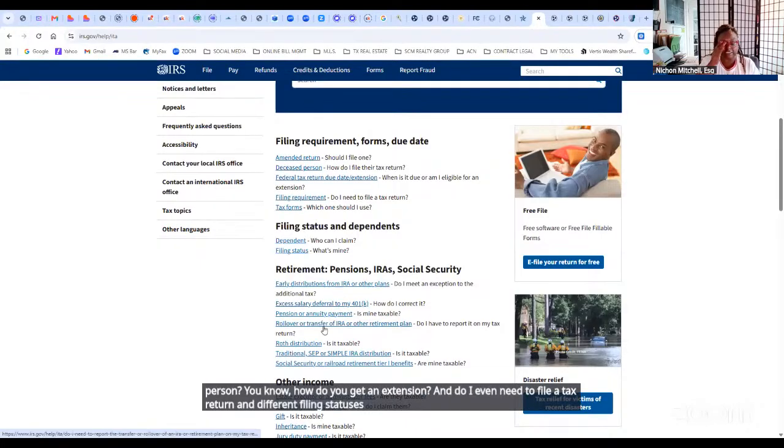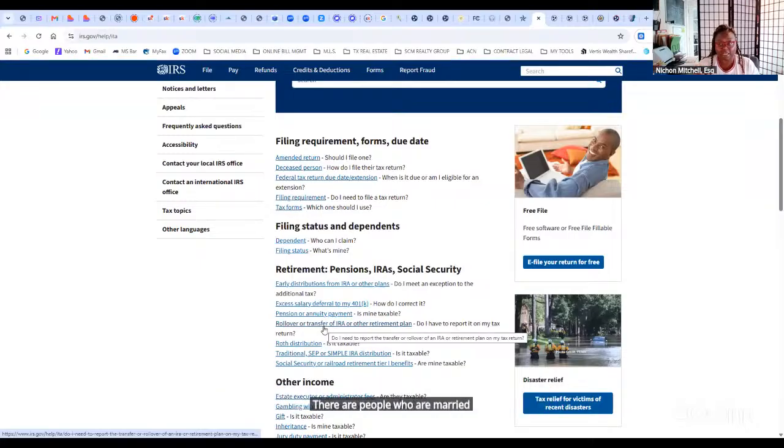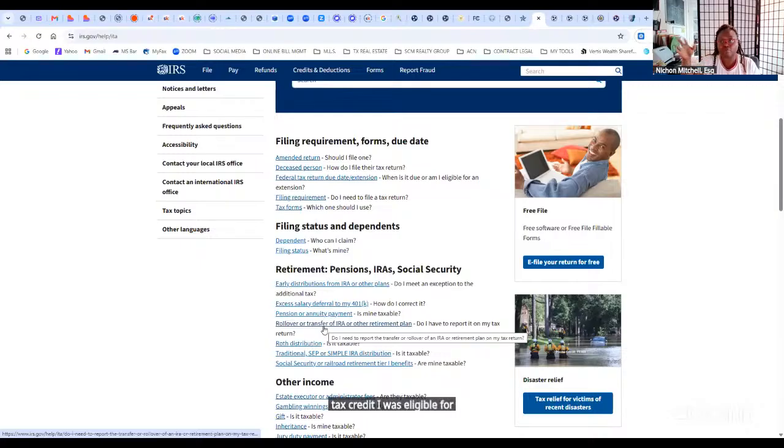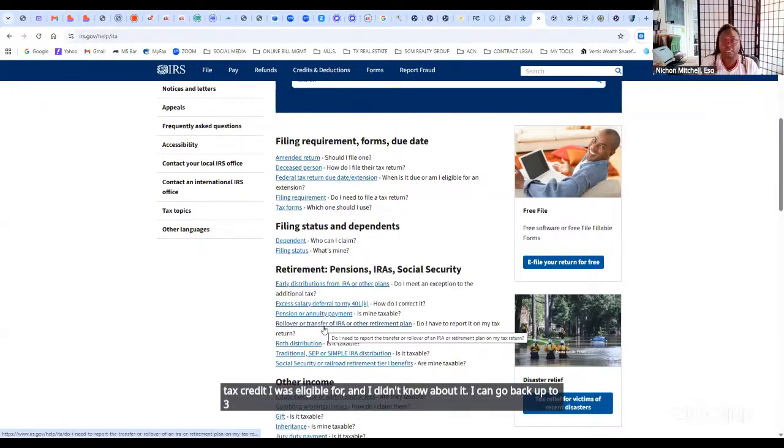Now, let me say something about filing statuses, because there are people who are married and somebody is filing head of household. The IRS can go back 7 years. You can amend your own return for up to 3 years. Say I found out that there was a tax credit I was eligible for and I didn't know about it. I can go back up to 3 years, get the credit, get all the money, all that kind of stuff.